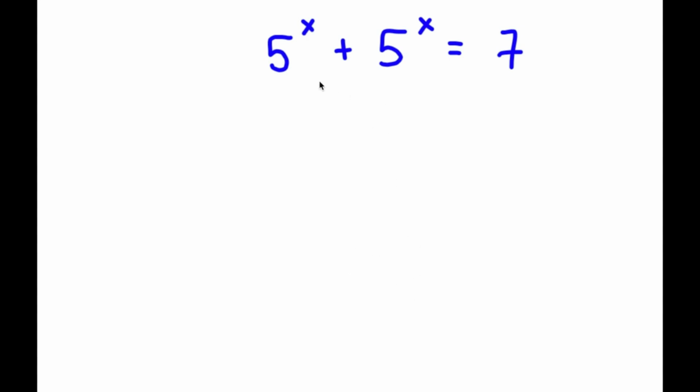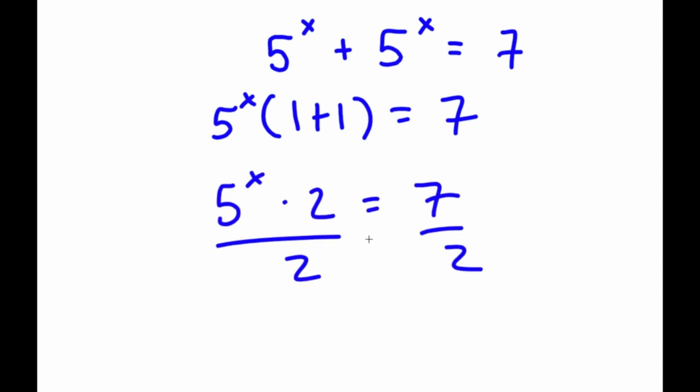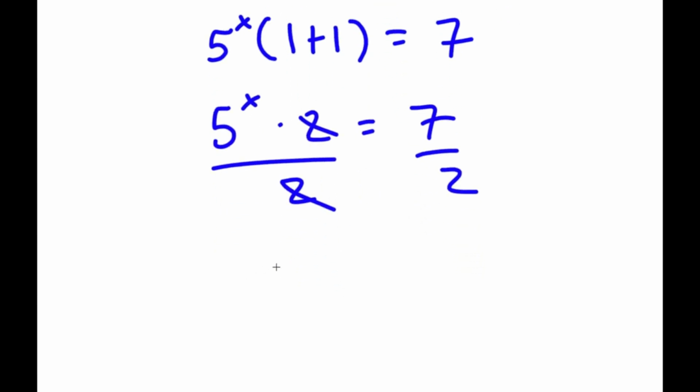Alright, so in this problem, I have phi to the power of x plus phi to the power of x is equal to 7. So the first thing I'm going to do is factor out phi to the power of x from my left-hand side. So now I have phi to the power of x times 1 plus 1 is equal to 7. 1 plus 1 is 2, so I have phi to the power of x times 2 is equal to 7. Now I can divide both sides by 2. So I get phi to the power of x is equal to 7 over 2.